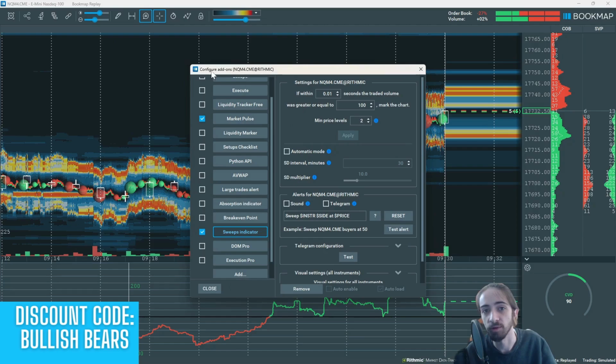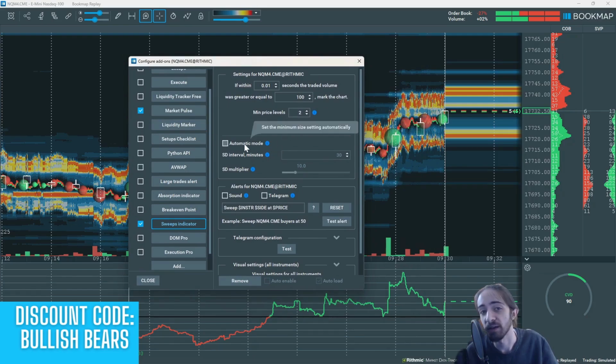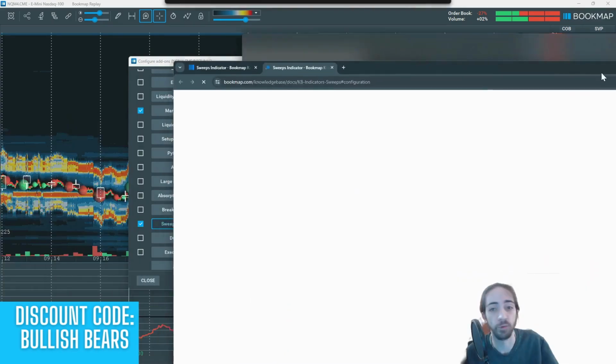So we're going to come to our configure add-ons, come down to sweeps indicator, and click that on. It gives you a whole bunch of different settings to choose from. These are my settings that I use on the NASDAQ. If within 0.01 seconds the traded volume was greater than or equal to 100, mark the chart. Minimum price levels 2. So that's sort of how I have mine. Some people have the automatic mode, and if you want to get more in-depth, you're going to click the little I, the information button on Bookmap, and it's going to bring up the Bookmap website for you.